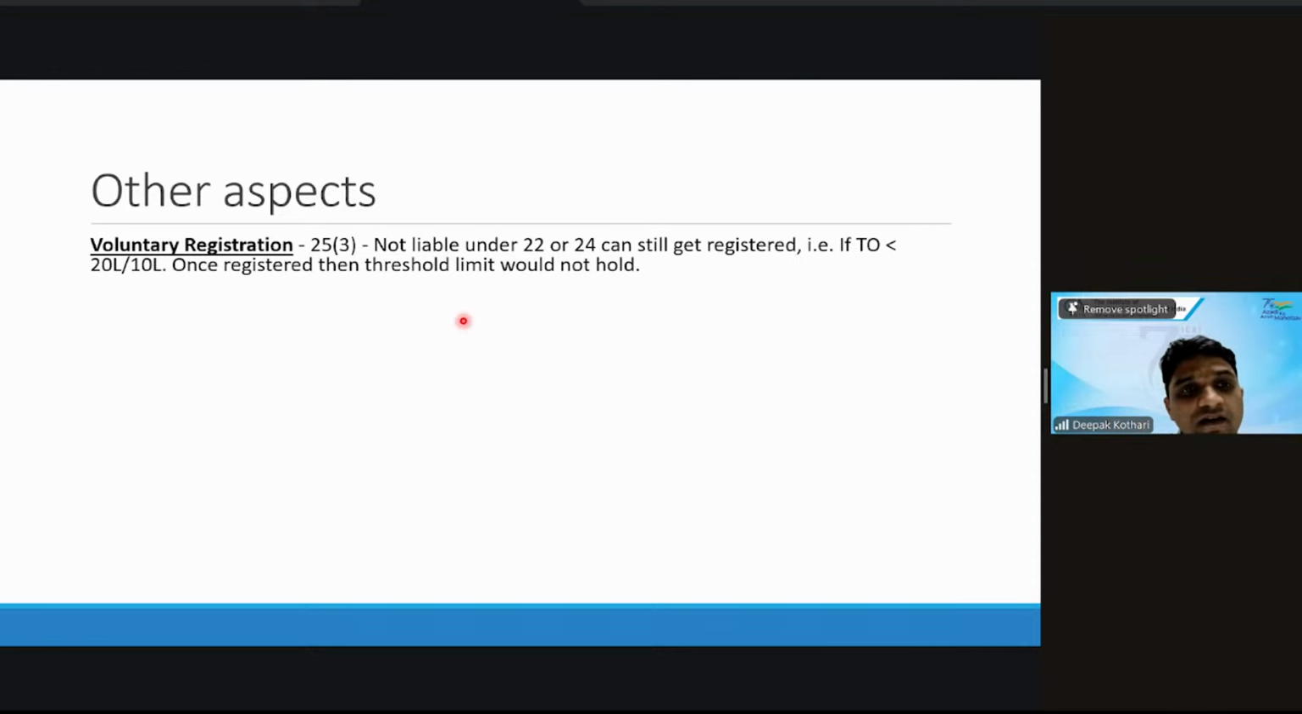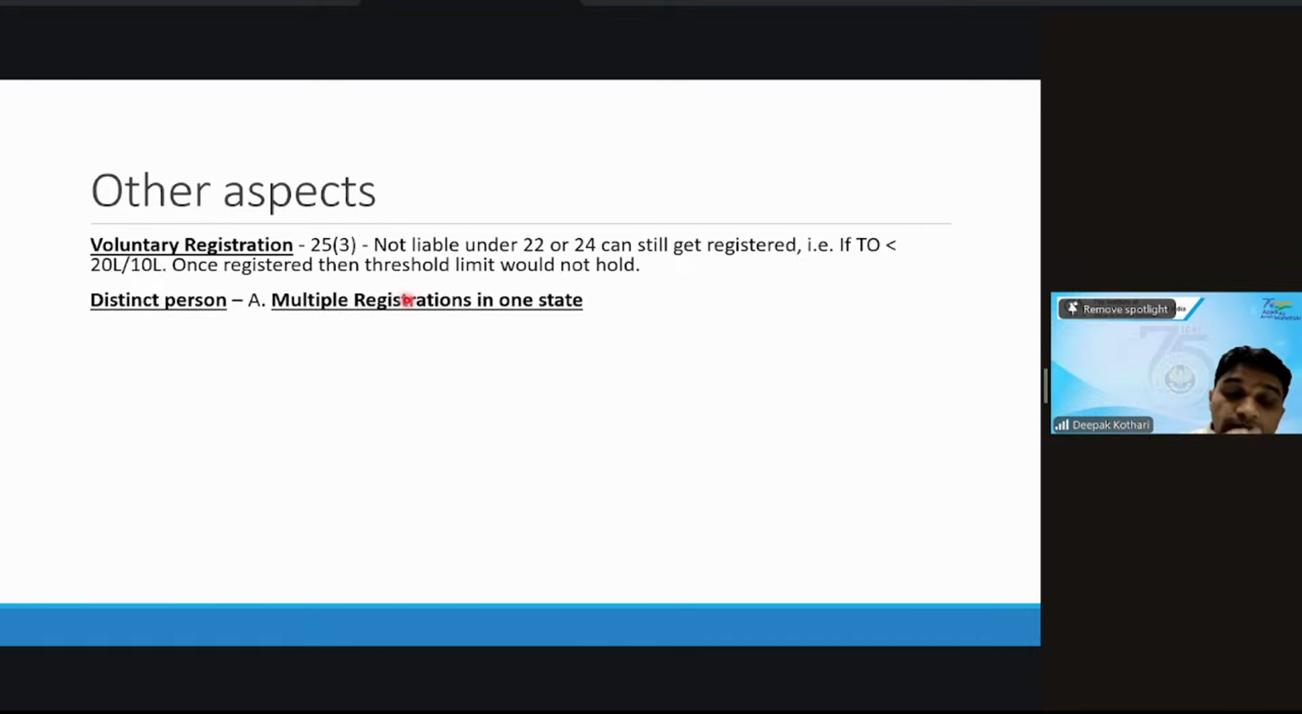Wherein it is saying that when you are not liable for registration under 22 or under 24. 22 is the threshold limit, 24 is compulsory registration. If you do not fall in either, but still you want to take registration, then you can take it, that is called voluntary registration. Once you're registered, okay, then you cannot say no, my limit is low, I will not pay now. No. Once registered, then all the provisions of ITC you can take the benefit and all the output tax you have to pay it.